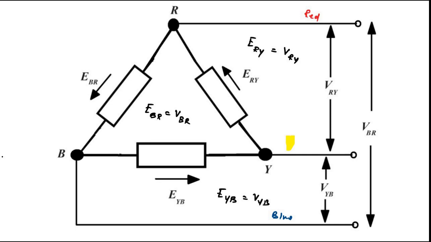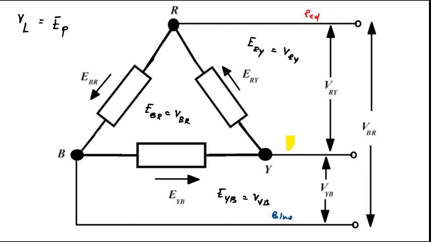So for mesh or delta connection, the important concept is that the line voltage is equal to the phase voltage. Like in star connection, the line current and phase current are the same. In delta connection, the line voltage and phase voltage are the same.